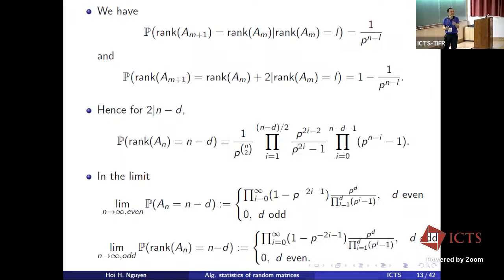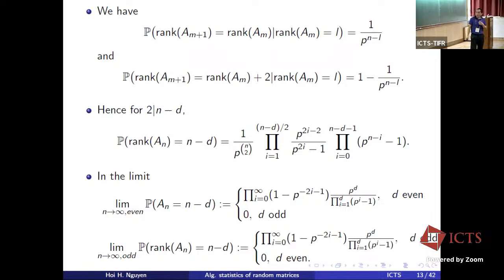There's no limit, actually. So you have to look at n with the same parity. There are two ways to summarize that. You send n to infinity, with n even or n odd, and then you get two different distributions of the rank for skew symmetric matrices.